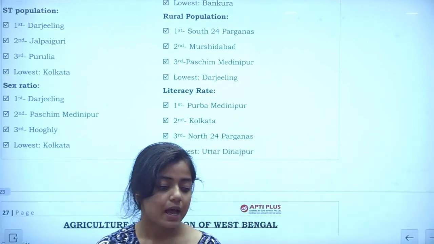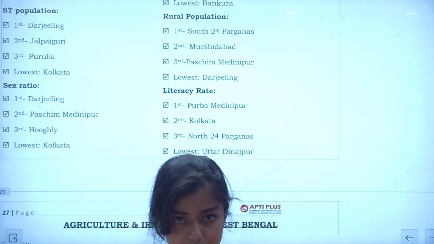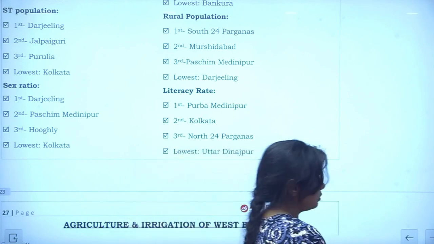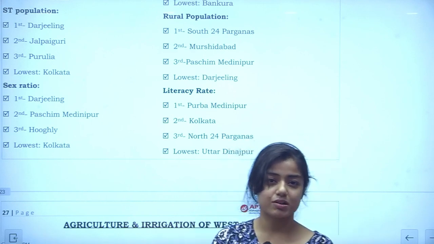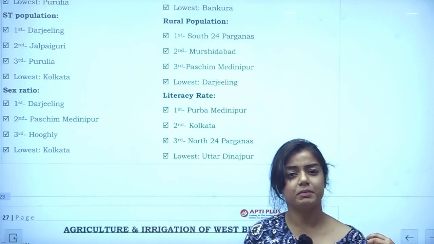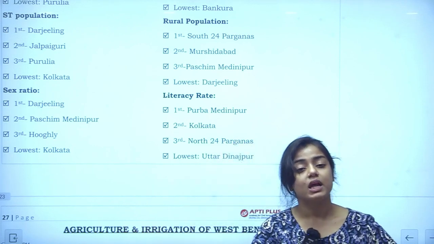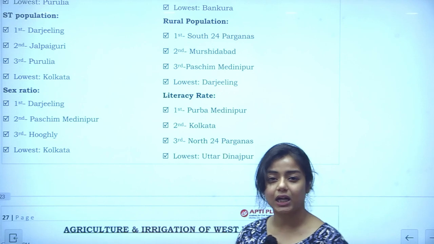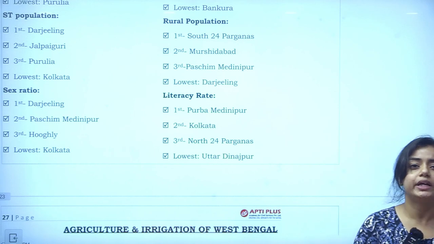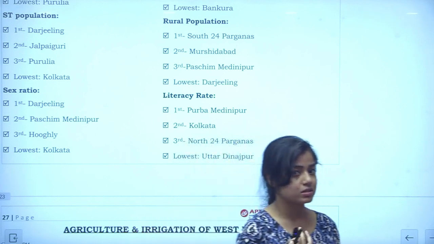There is nothing to explain, but there are a few things that I would like to tell regarding this chapter, that is the parameters of development, for example literacy rate, decadal growth rate. If you see, the parameters are linked with each other. For example, generally the area having a high literacy rate has a low decadal growth rate. Why is this? The relationship is inverse.